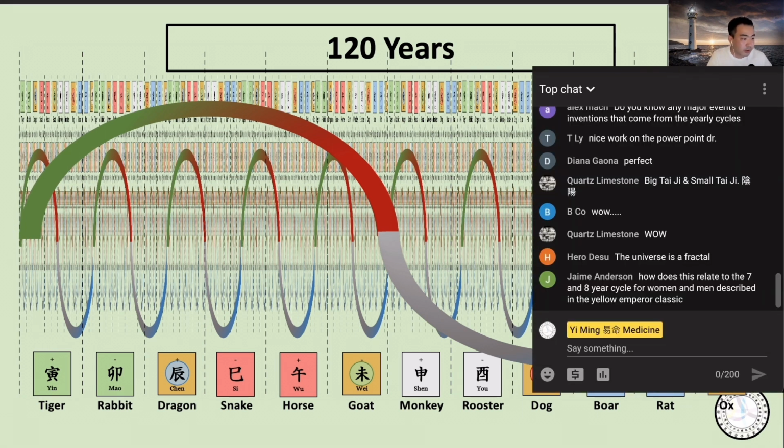How does this relate to the 7 and 8 year cycle for woman and man described in the Yellow Emperor's Classic? That's all symbolic meaning. That 7 year and 8 year are not that accurate actually, but approximately that is a yang number versus a yin number. The 7 is a yang number. 8 is one of the yin numbers. So the Yellow Emperor put the 7 and 8 for the men and women. So it is quite a little bit different from this Bazi number.